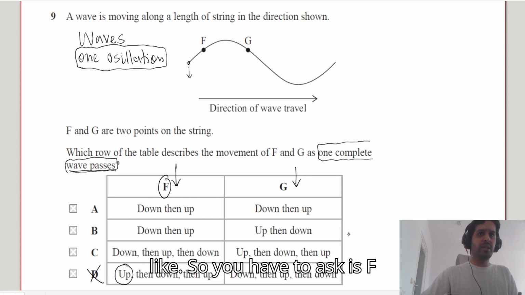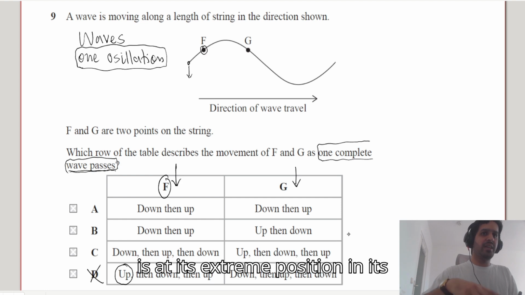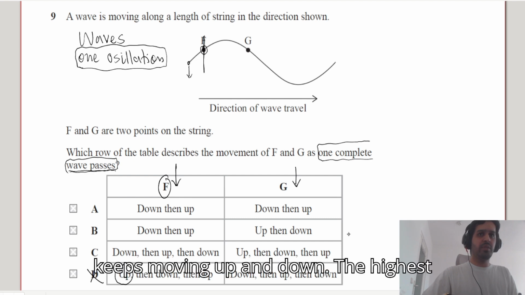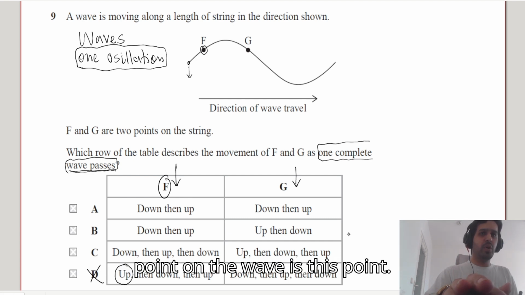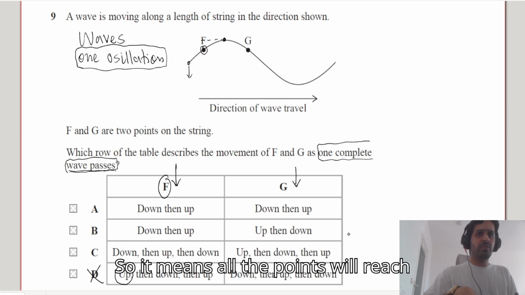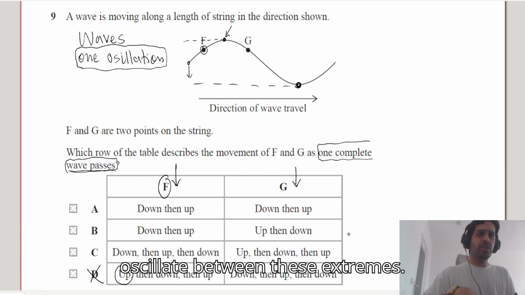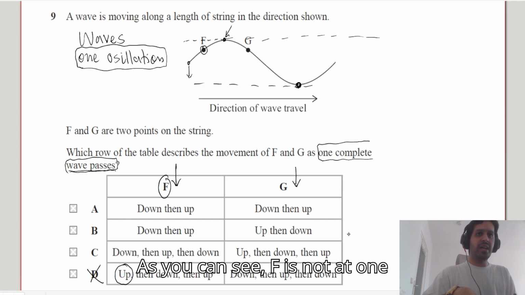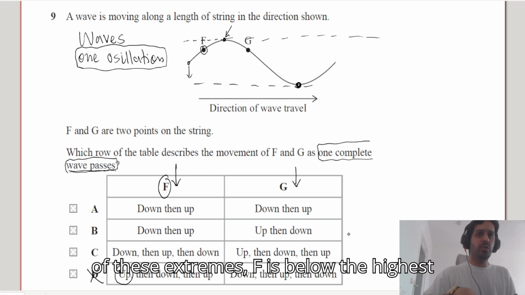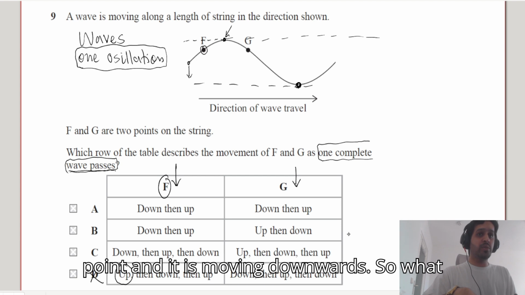So you have to ask, is F at its extreme position in its motion? So we know that point F just keeps moving up and down. The highest point on the wave is this point, and this is the lowest point on the wave. It means all the points will oscillate between these extremes. As you can see, F is not at one of these extremes. F is below the highest point and it is moving downwards.